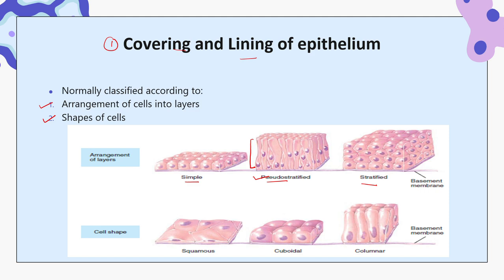Now the next kind of classification of epithelial tissue is according to the shape of the cell. First is squamous epithelium, then cuboidal epithelium and columnar epithelium. In squamous epithelium, the cells look like tiles on a floor. Then cuboidal cells have a cube-like structure, that means they have the same length as well as the same width. Then columnar, so the cells of the tissue have a greater length than width.